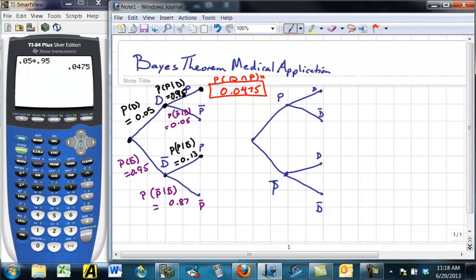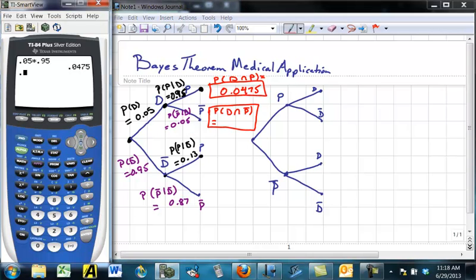So that's the probability that a random person would actually have the disease and test positive. Okay, so what goes here? Well, that's the probability that the random person both has the disease and tests negative, not positive. And we'd multiply 0.05 times 0.05. That's 0.0025.